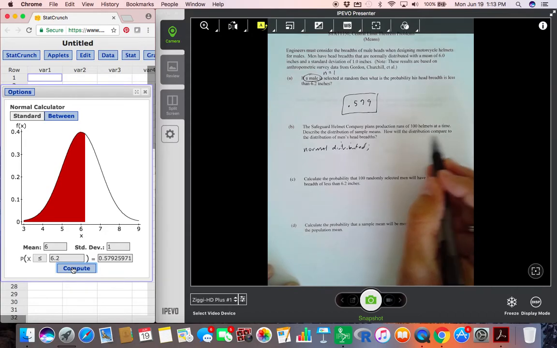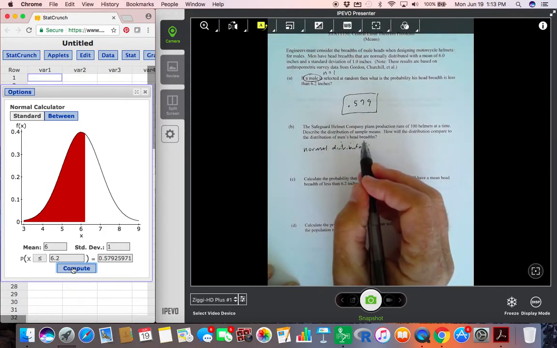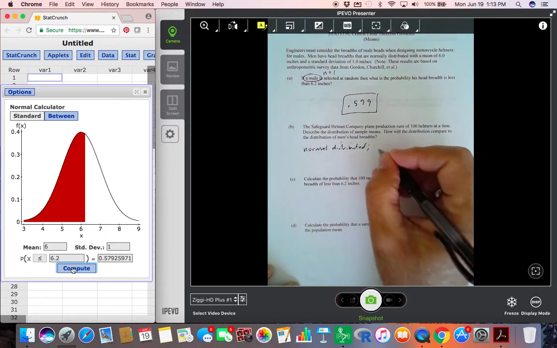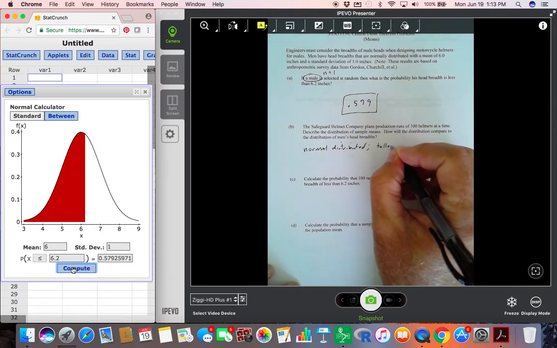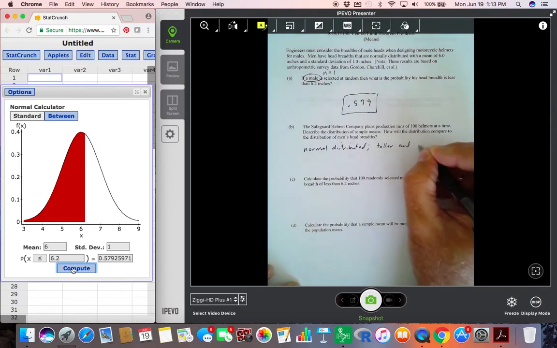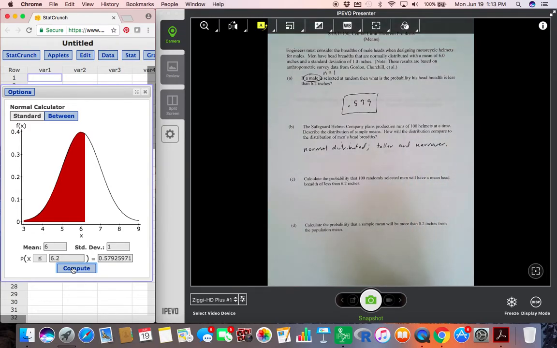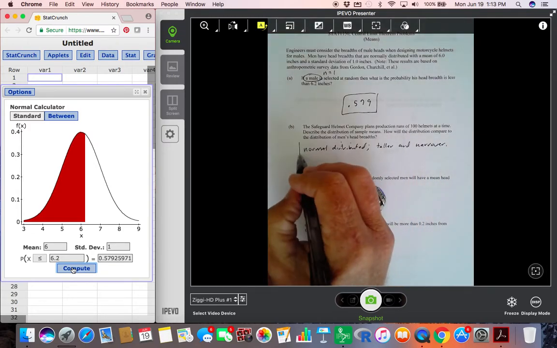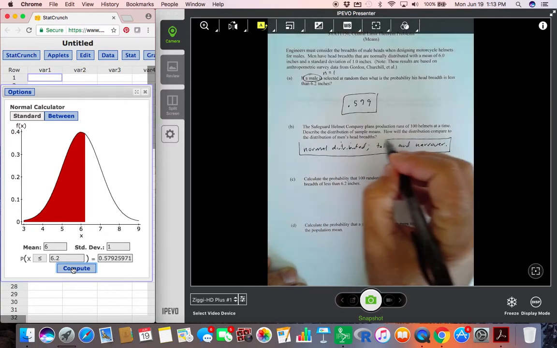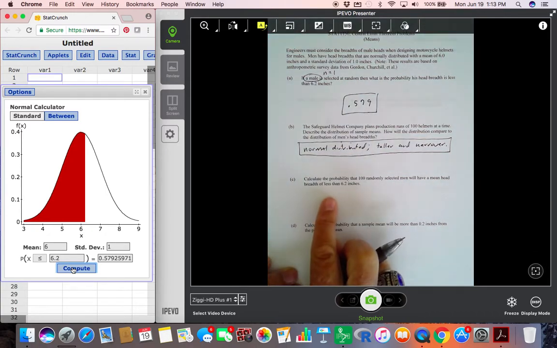How will the distribution compare to the distribution of men's head breadths? Well, it'll be taller and narrower. That's directly from one of my previous videos.